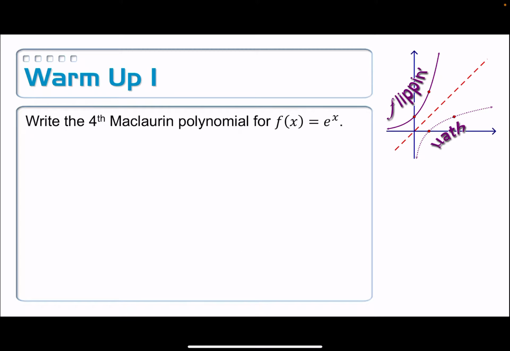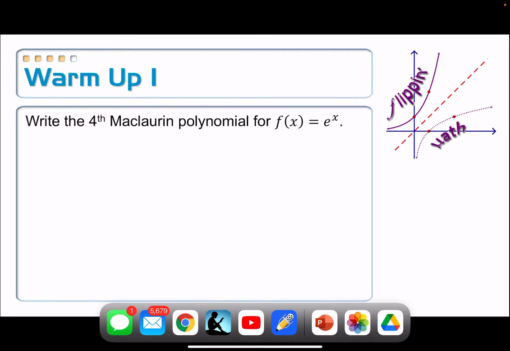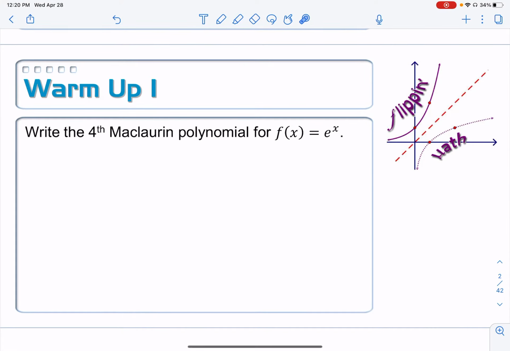Before we do that, we need to step back in time. Warm up number one, right? The fourth degree Maclaurin polynomial for f of x is equal to e to the x. So remember that Maclaurin is essentially the same thing as Taylor, but we center it at 0, which, for most cases, is just the easiest thing to do. So we start this thing by taking specifically 4 derivatives of e to the x, and we're going to evaluate all of them at x is equal to 0.